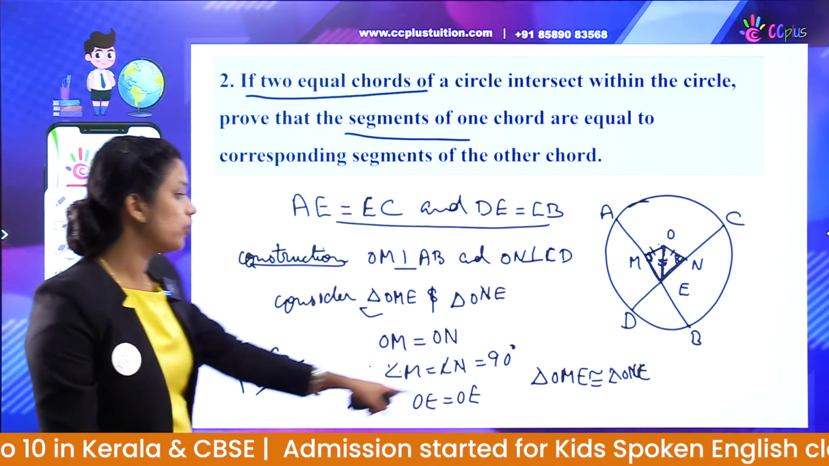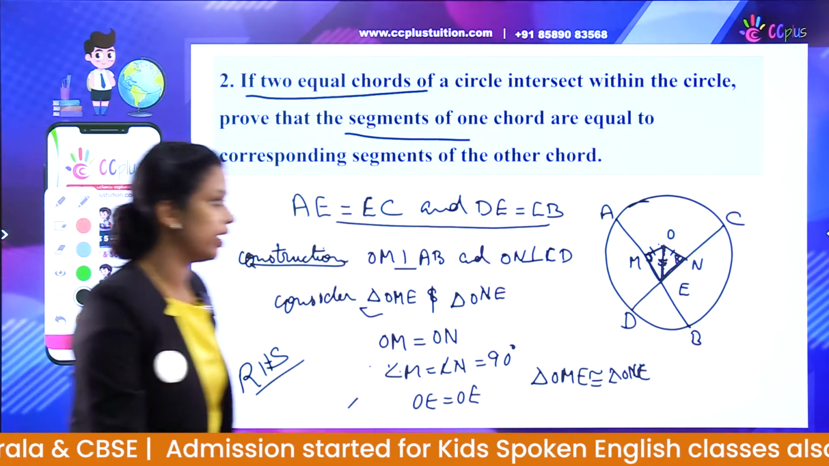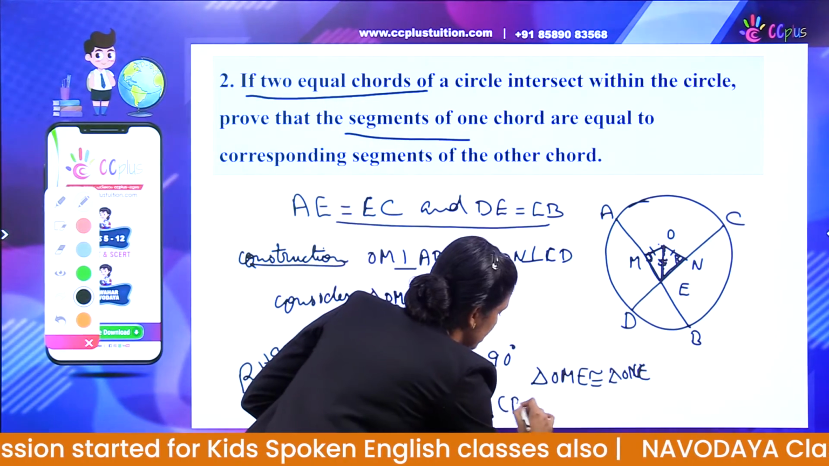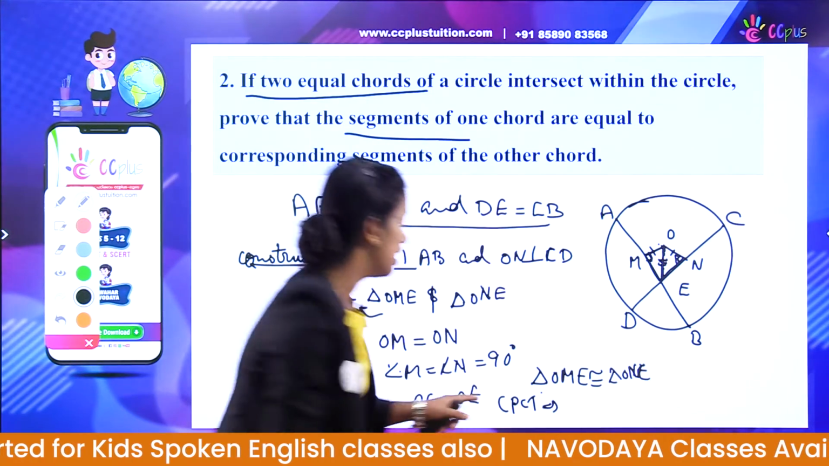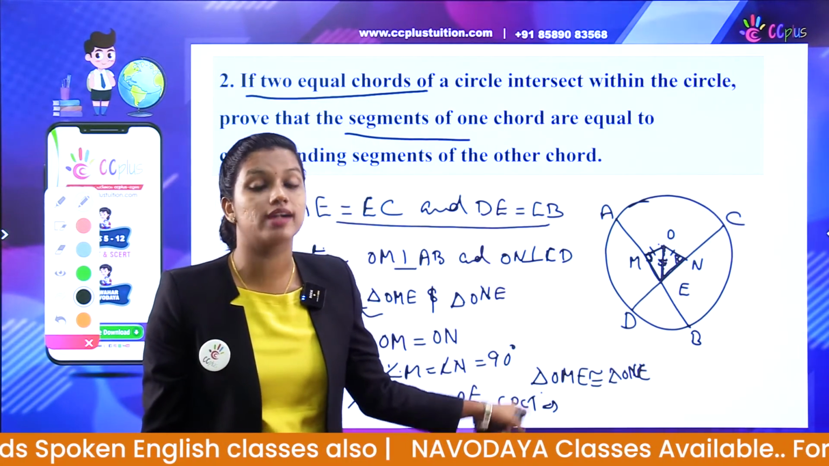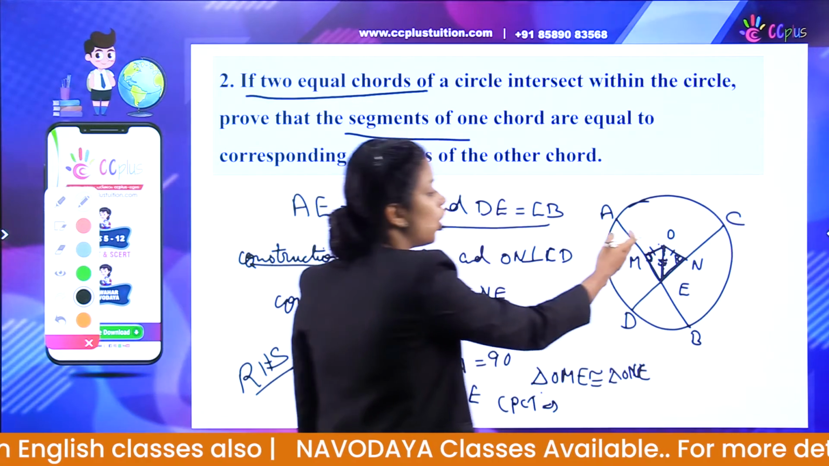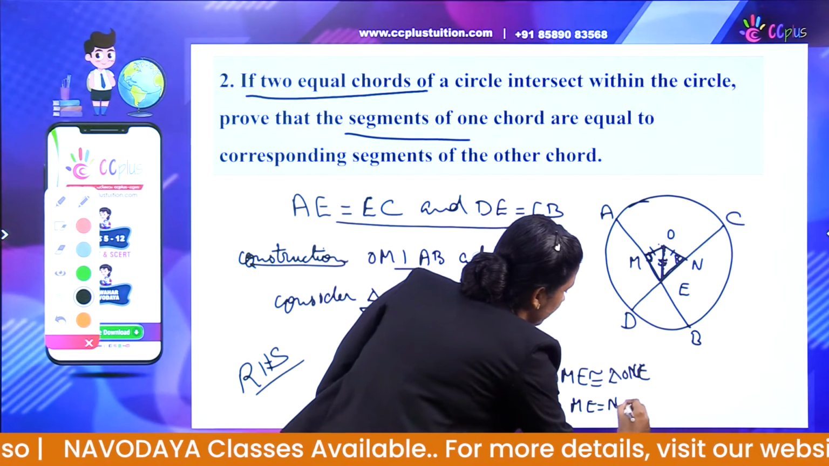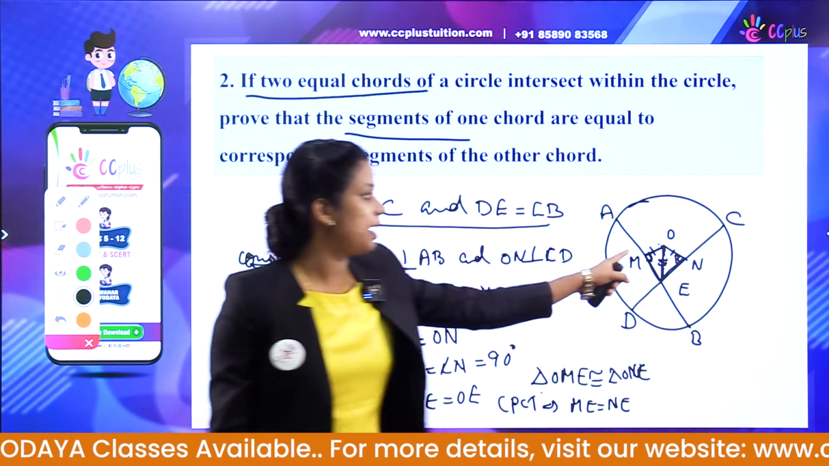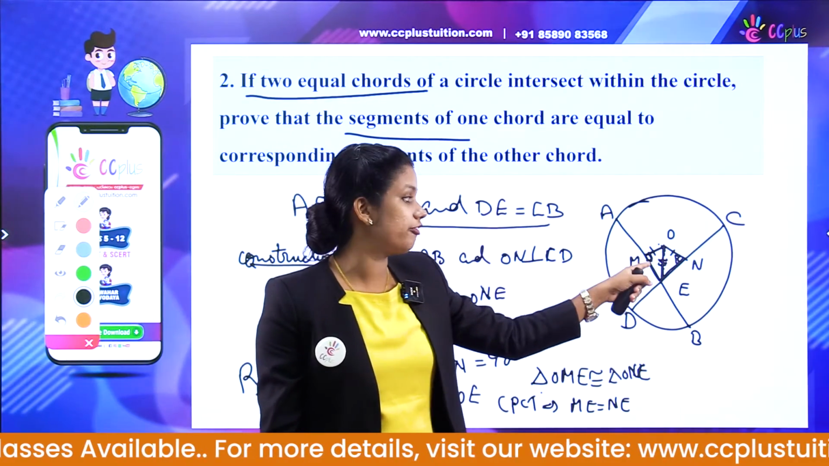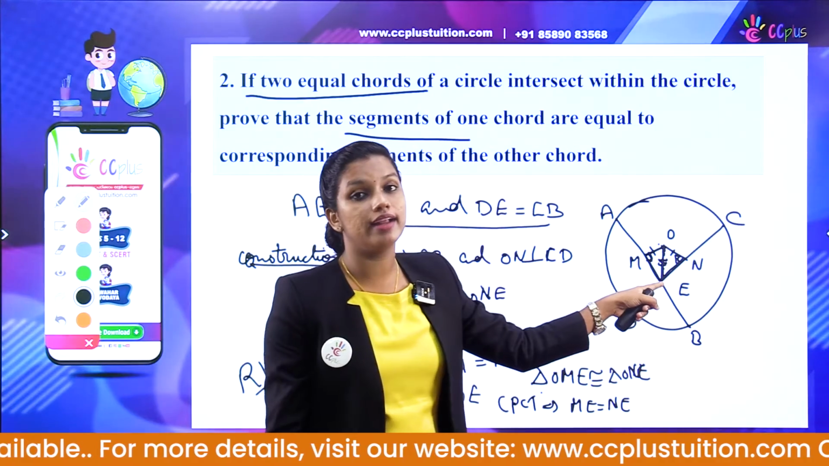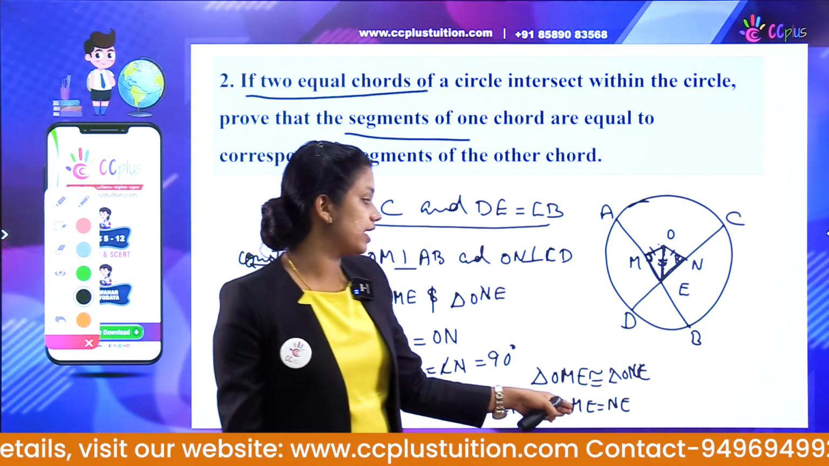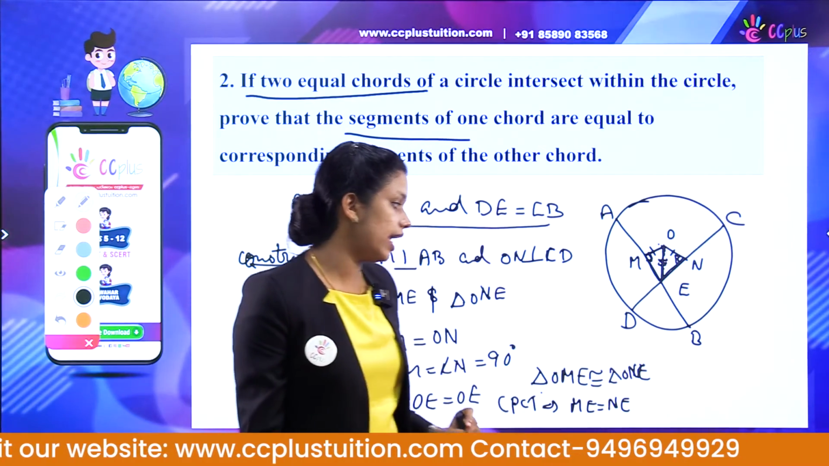So, we got OME congruent to ONE. We know the result CPCT: corresponding parts of congruent triangles are equal, right? So, if we observe, ME is the third side of the first triangle and NE is the third side of the second triangle. So, by CPCT, we can say that ME is equal to NE.